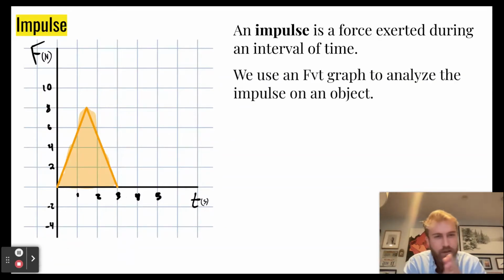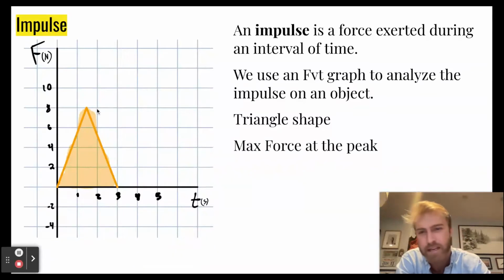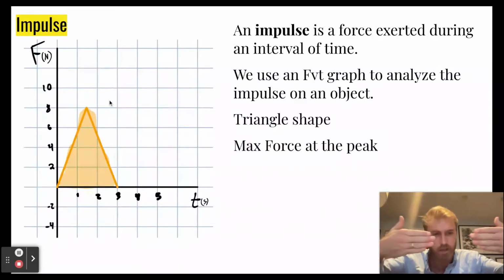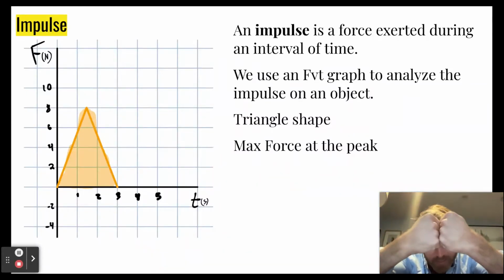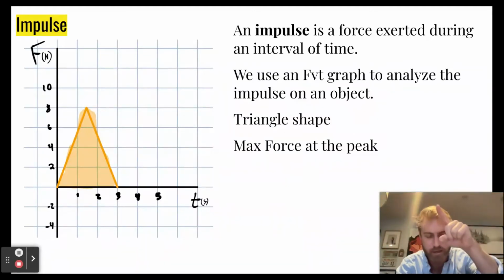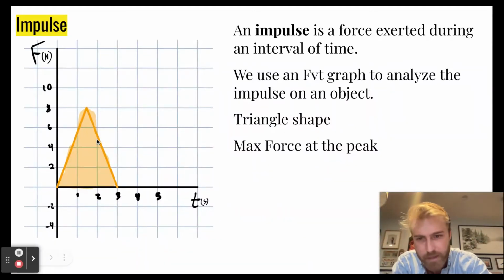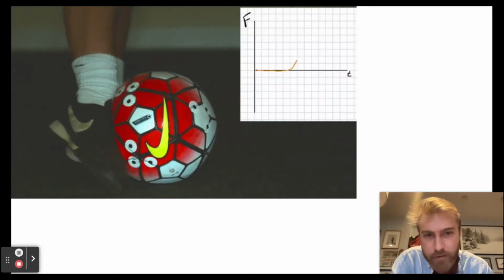There's a force being exerted on that object. We use this force versus time graph to analyze the impulse on an object. Notice how it has this triangle shape, and the max force is at the peak. Often in a collision, the objects first start touching, they feel a little bit of force, more force, more force, and there's a peak, and then as they stop pushing on each other so much, we diminish our force back to zero. So here's a force versus time graph.